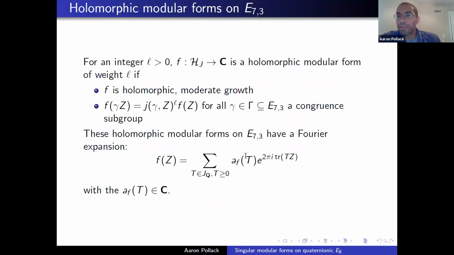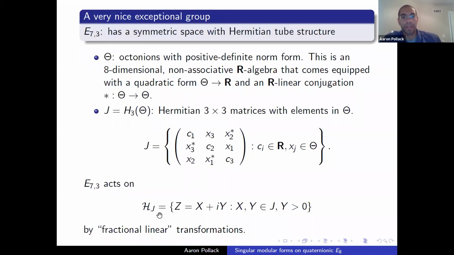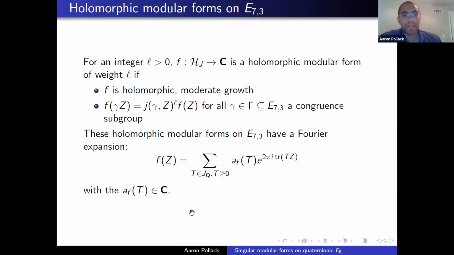So there's a notion of holomorphic modular forms. Suppose L is a positive integer and F is a holomorphic function on this domain. Then F is a holomorphic modular form of weight L if it's holomorphic, of moderate growth, and satisfies a functional equation for all gamma in some congruence subgroup of this group E7-3.